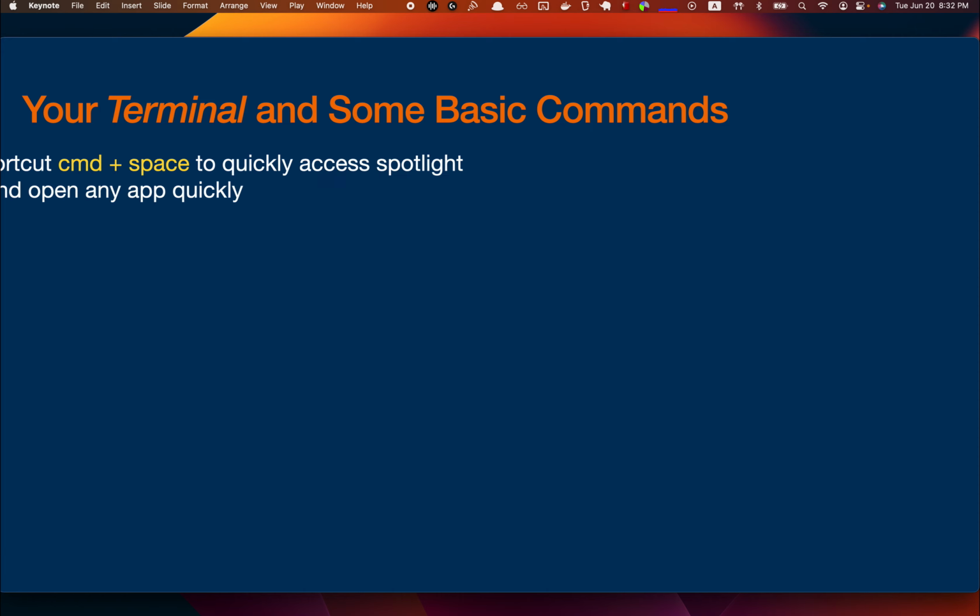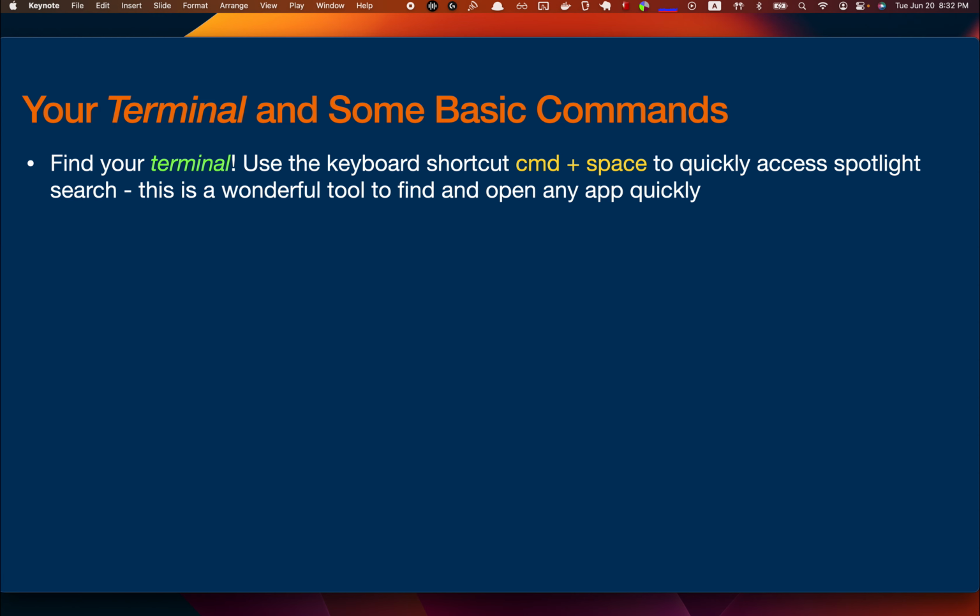Cool. Okay, so find your terminal. Use the keyboard shortcut Command plus space to quickly access Spotlight Search. This is a wonderful tool to find and open any app quickly. So I'm sure most of you have pretty bloated bottom things. I have a very small bottom thing. I keep it very small because I use Command to find anything.